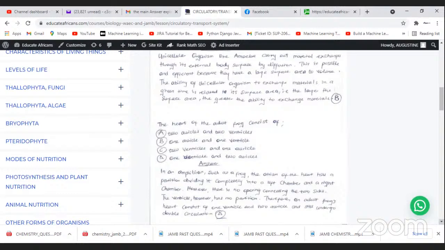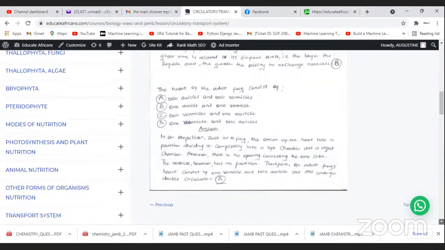Okay. Now, in an amphibian, like a frog, the atrium of the heart has a partition dividing it completely into the left chamber and the right chamber. However, there is no opening connecting the two sides. The ventricle, however, has no partition. Therefore, an adult frog heart consists of one ventricle and two auricles and still undergoes double circulation. One ventricle, two auricles. That makes option D the answer.